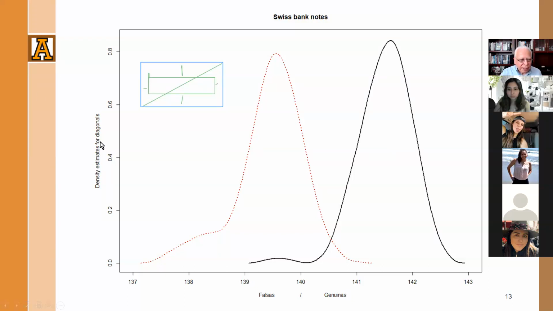Here is how the diagonal of these notes is distributed, and you can see the difference between the false notes, which are the red, and the genuine bank notes. So it's more useful than the histogram because it gives us a smooth version of the density function, which is expected to be smooth for a continuous random variable.